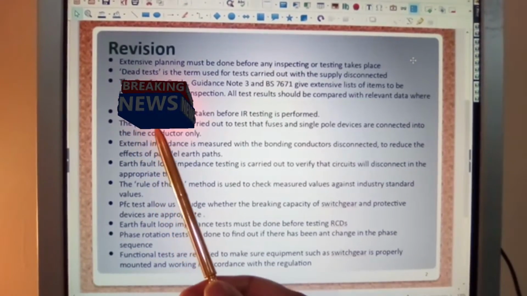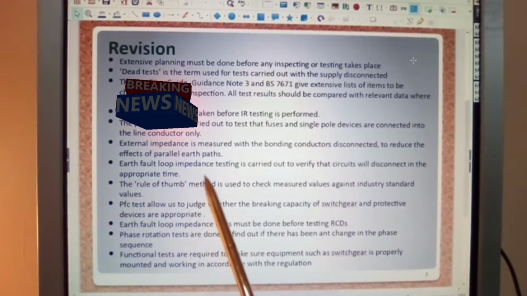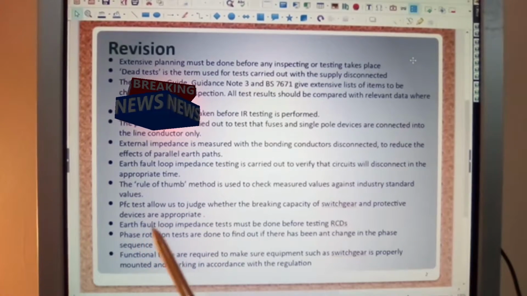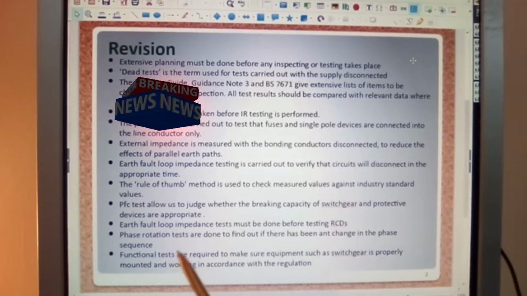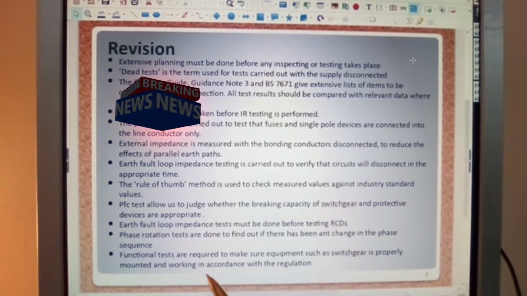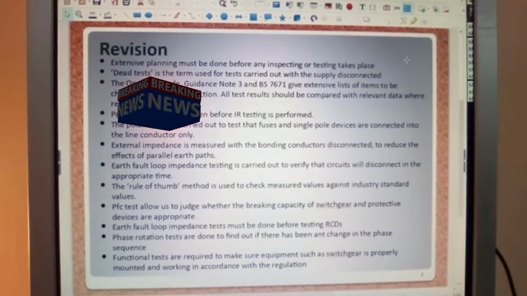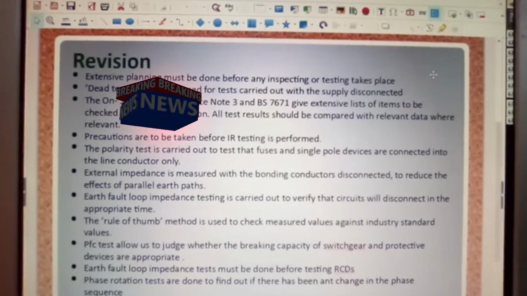PowerPoints: the polarity test, external impedance, electrical loop impedance, the rule of thumb, PFC test, electrical loop impedance test, phase rotation test, functional test, etc., etc. Now I don't need to read them all out to you because you should be able to read this for yourselves completely and in full.